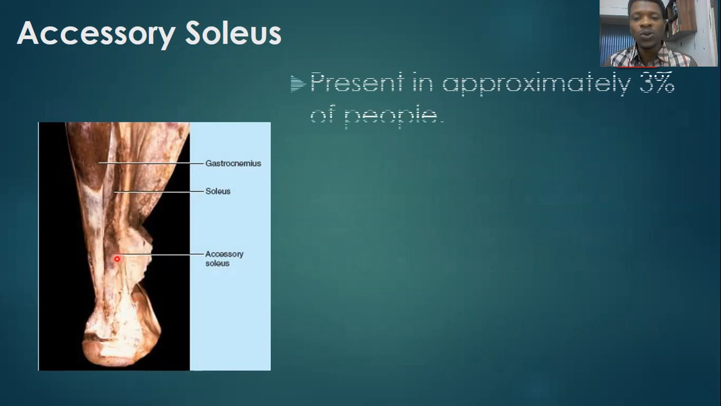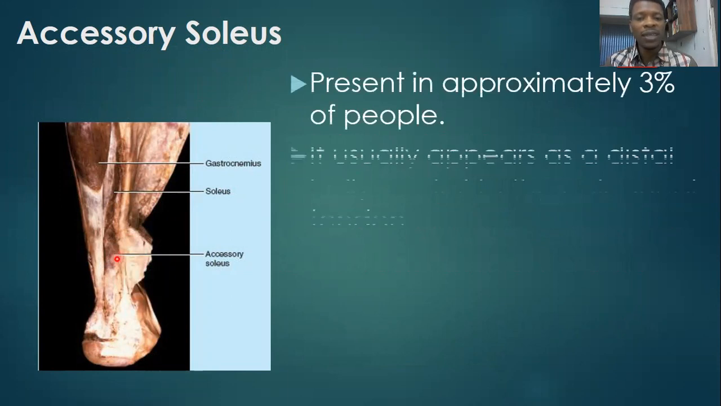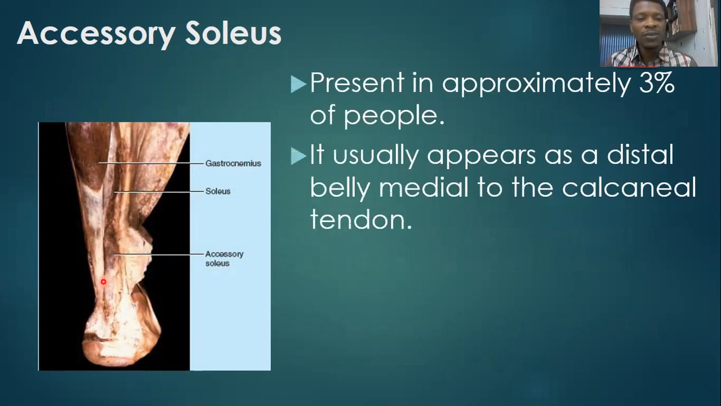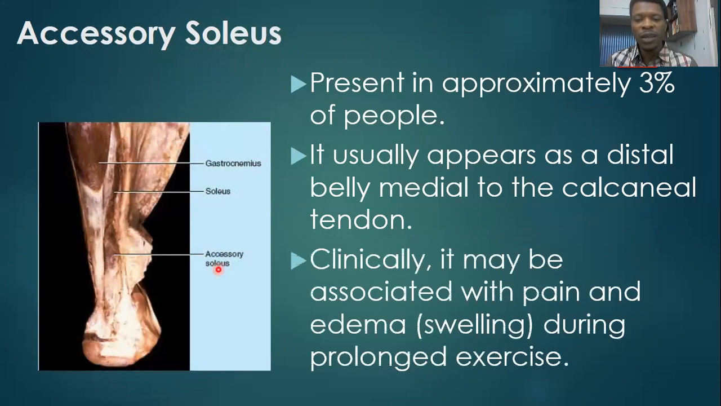So this could lead to a lot of edema or pain around this region, because of course it's going to compress the tibial nerve as it runs downwards. Okay, so again, it leads to pain, and it will also lead to edema, swelling around that region during prolonged exercise. This is present in about 3% of people.